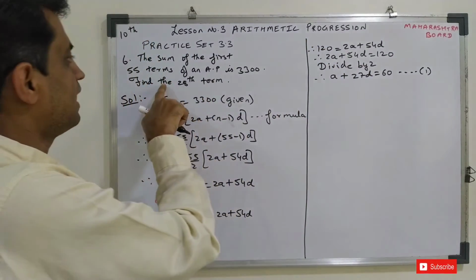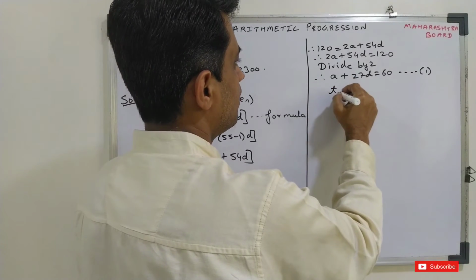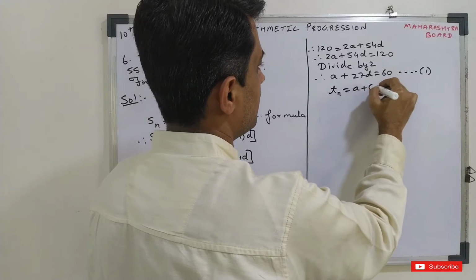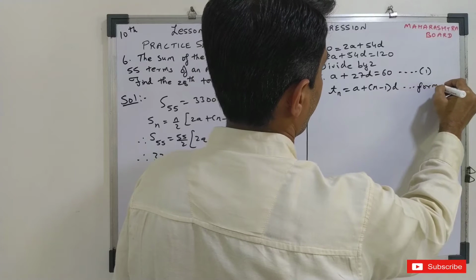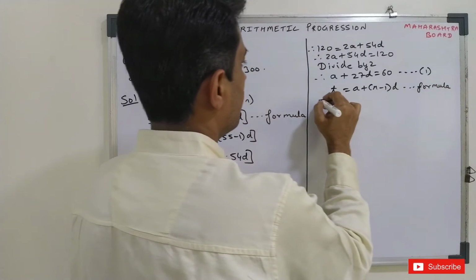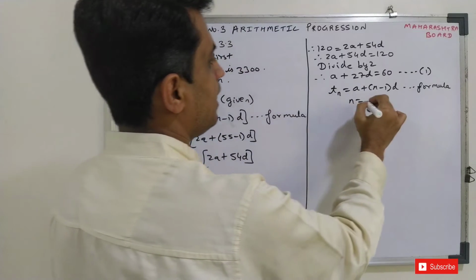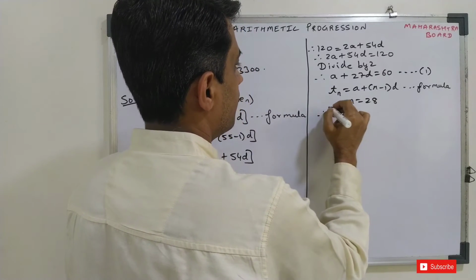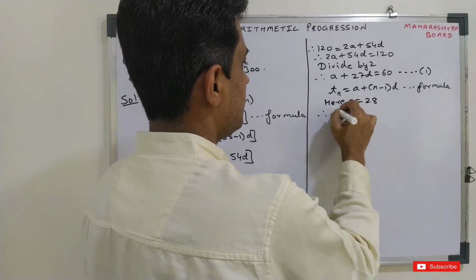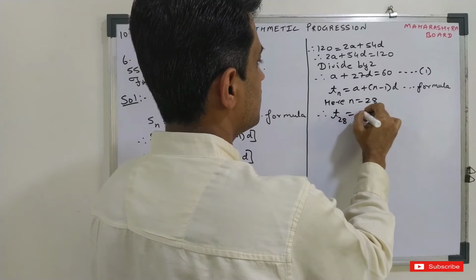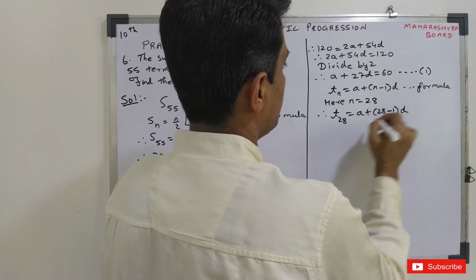Now let us check what it asks you to find: the 28th term. Now what do we know? Tn is equal to a plus n minus 1 into d. This is our formula. Now n we know. What will we put? 28. So we write here n is 28. So T28 is equal to a plus 28 minus 1 into d.